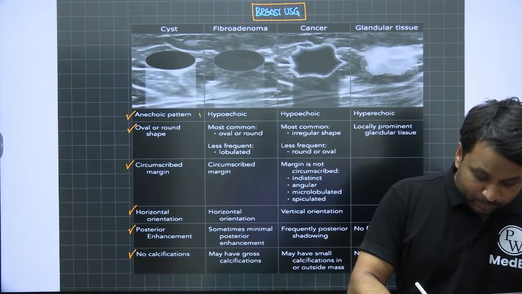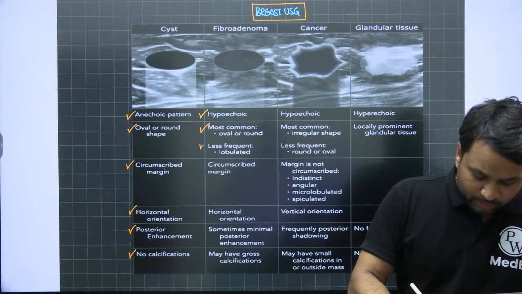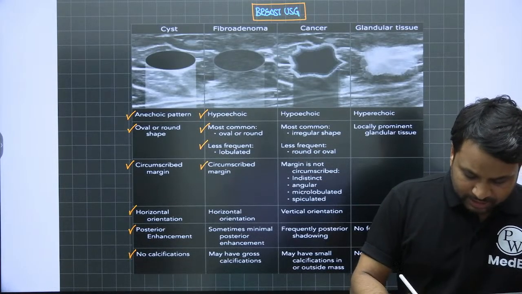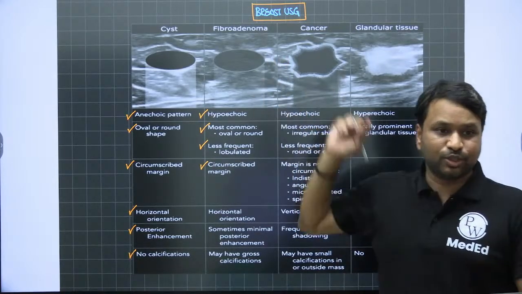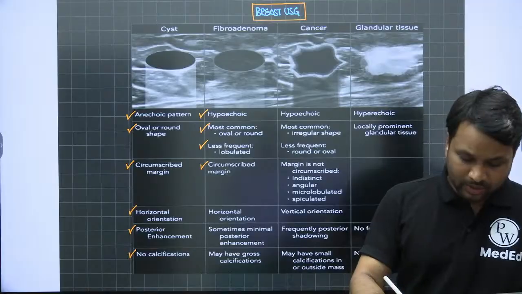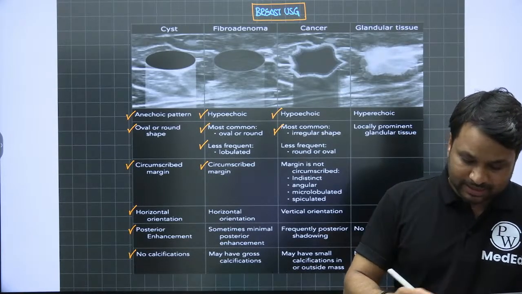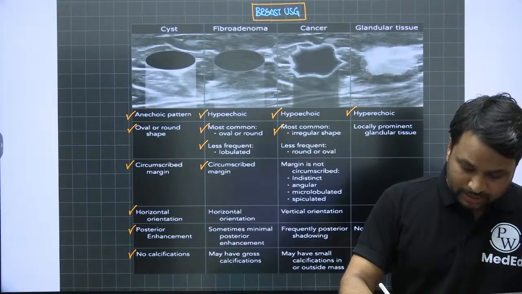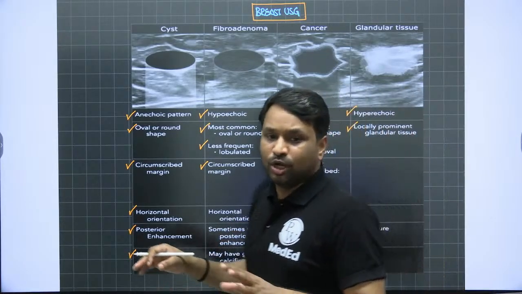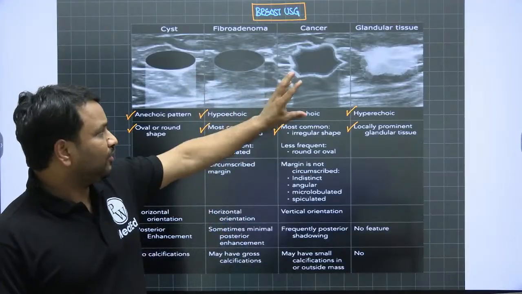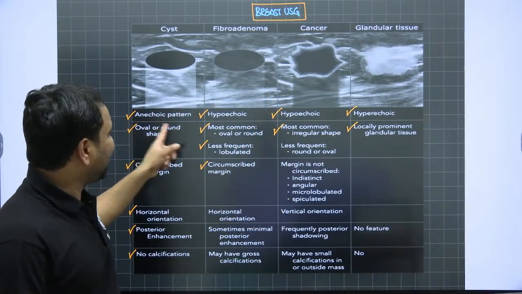If it is hypoechoic, most commonly it is going to be oval to round. It can be lobulated as well. If it is well circumscribed, again in the same orientation, it may have gross calcification. It is usually seen in fibroadenoma. Hypoechoic with irregular margins is malignancy. Hyperechoic with locally prominent glandular tissue is just glandular tissue, or it could be an inflammatory proliferation also. Okay? So the word that you have to pick is anechoic.